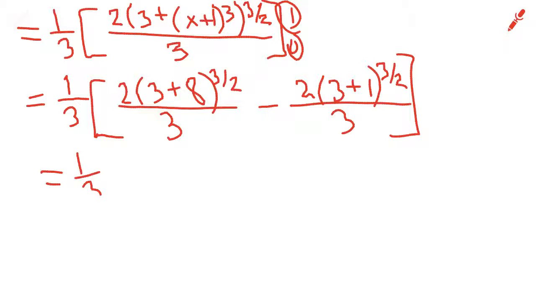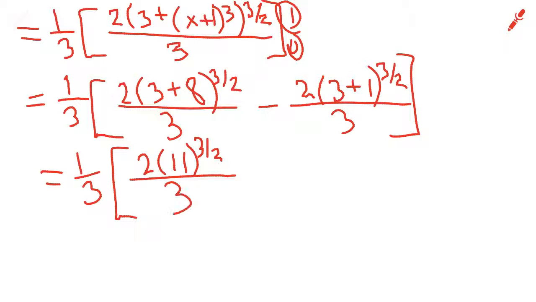So we have 1/3 times 2 times 11 to the power 3 over 2, all of that over 3, minus, so 3 plus 1 is 4, and 4 to the power 3 over 2 is 8. So you get 2 times 8 over 3. And now we can factor out the 2, and they already have a common denominator, so we can subtract these two fractions and put them together.